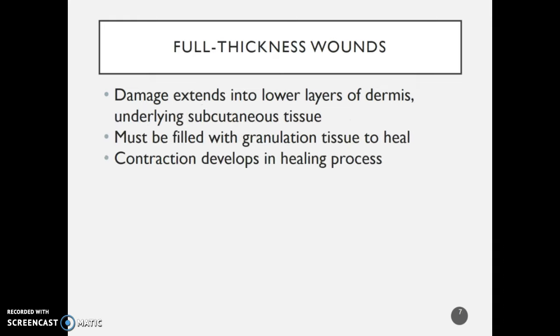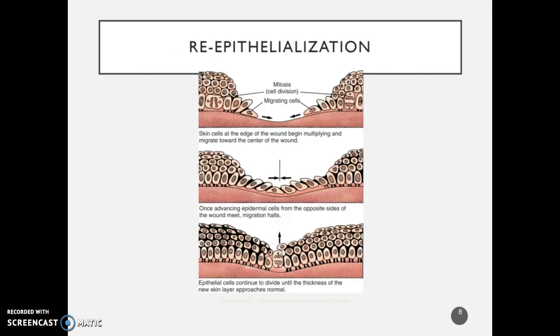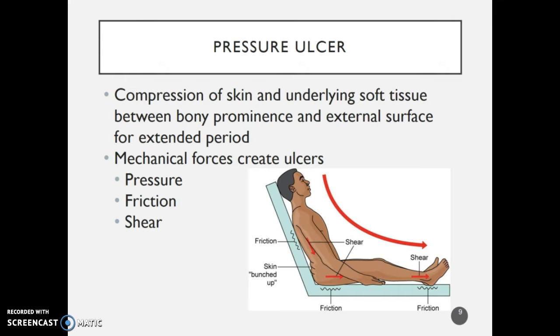Full thickness wounds is when it extends into the lower layers of the dermis and underlying sub-Q tissue. And these are ones that the granulation has to help heal, and then contraction develops. This is some good pictures of how epithelial tissue cells fill in the space.